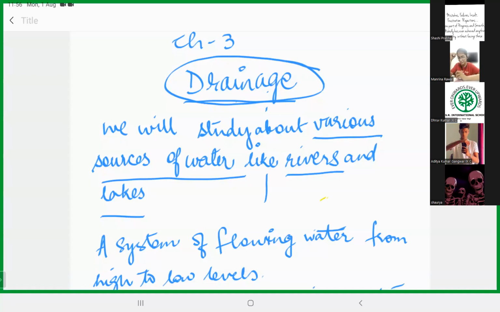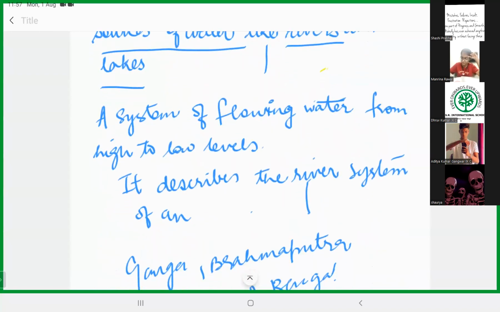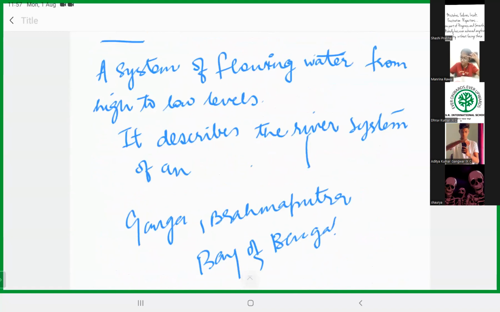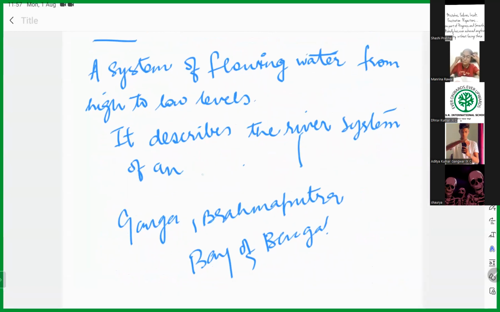Okay. So how these rivers and these lakes add to the prosperity of the country. We all know that rivers are very important for a country's development. Yes or no? Yes, ma'am. Yes, fine. So then I told you that the drainage describes the river system of an area, right? That is what I told you, right class? Yes, ma'am.